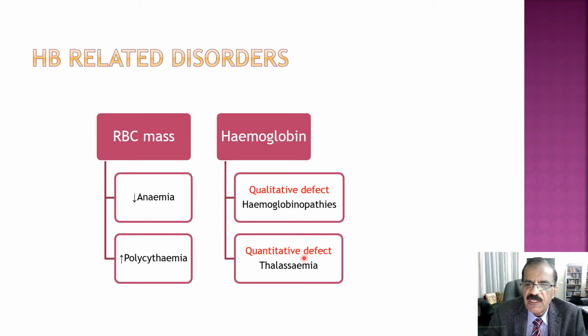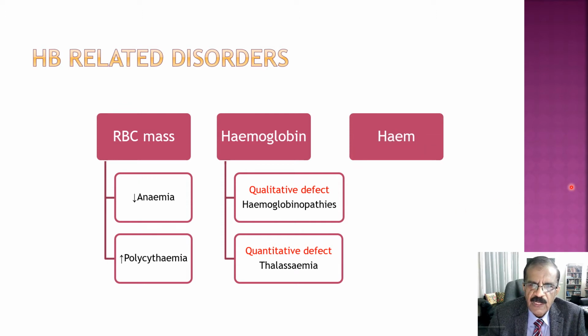That unbalanced beta chain will cause problems. Similarly, in beta thalassemias, there will be relative excess of alpha chain, and that will also cause problems. And this will be discussed in the subsequent slides. Then the problem may be related to the heme part of the hemoglobin molecule, and this would cause various types of porphyrias. So we are these days discussing various types of anemias, and one of those anemias is thalassemias, which we will be discussing today.